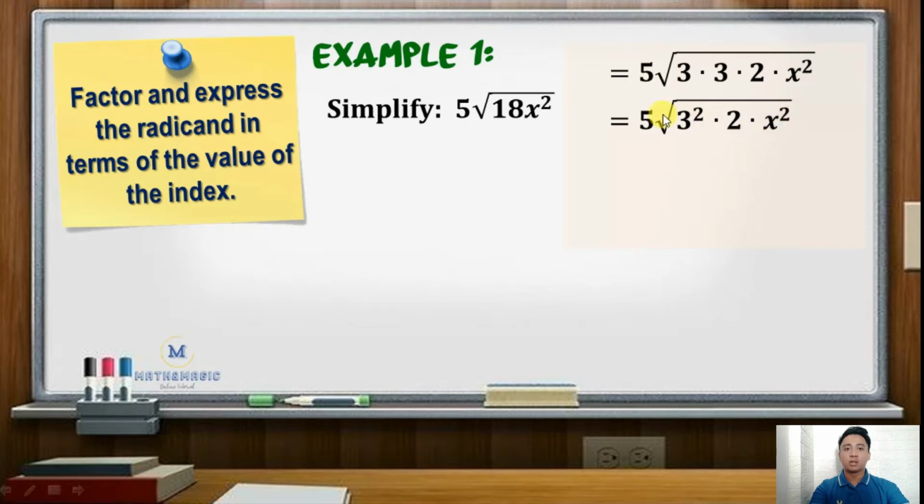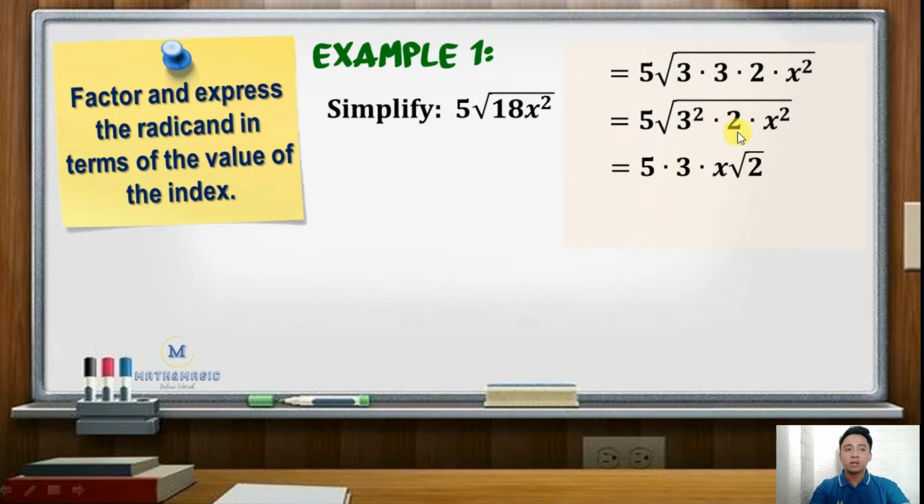Next, we will look at the exponents of the terms in the radicand. If it is a multiple of the index, then we could extract a value outside the radicand. In the given, 2 is the index. Question is, how many 2's can we get from the exponent of 3 squared? Obviously, it is 1. 2 divided by 2 is 1. Here we will extract 3 outside the radical sign.